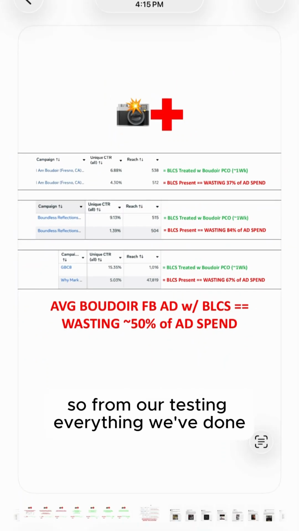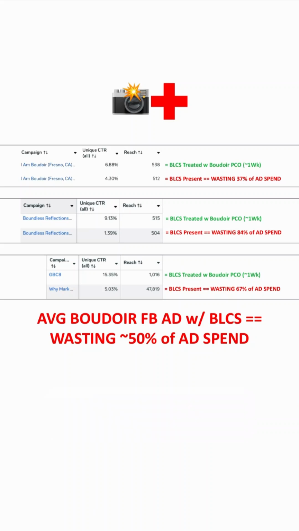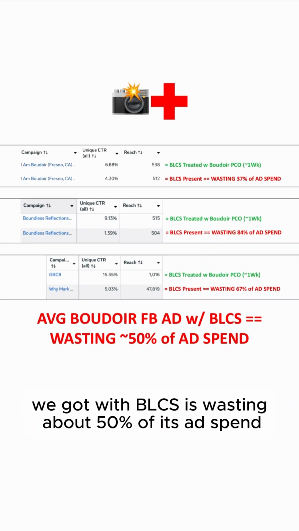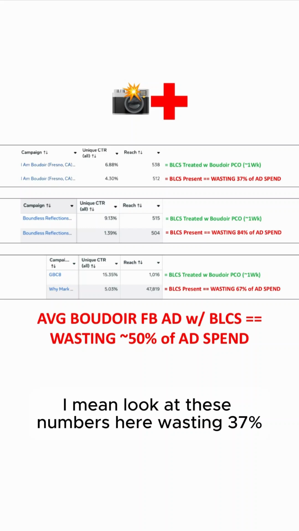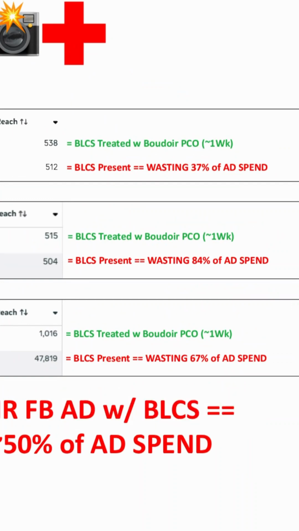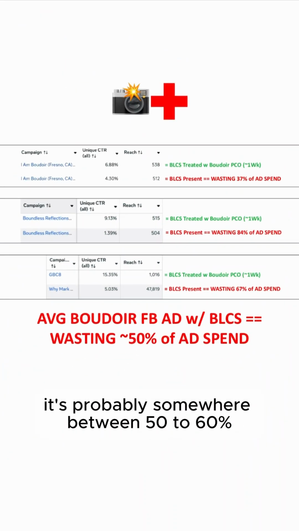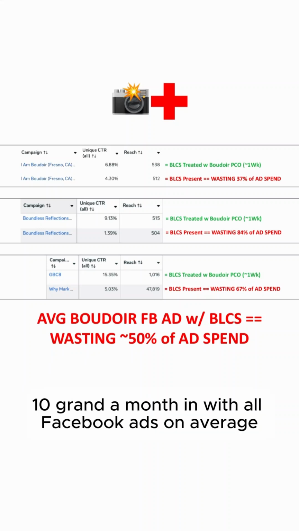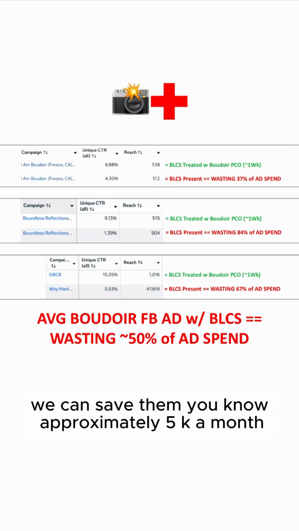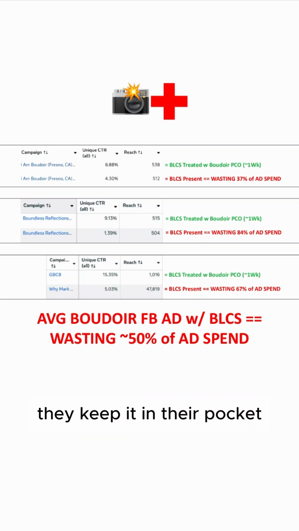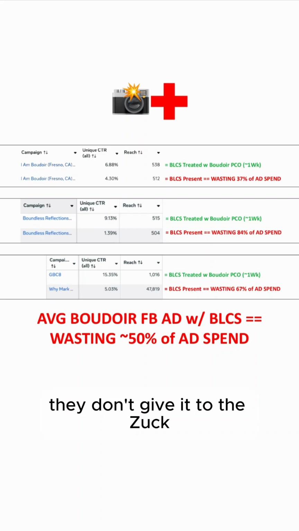So from our testing, everything we've done, all the data we've actually seen, the average Boudoir Facebook ad with BLCS is wasting about 50% of its ad spend. I mean, look at these numbers here: wasting 37%, wasting 84%, wasting 67%. Average those up, it's probably somewhere between 50 to 60%. So if they're spending 10 grand a month on Boudoir Facebook ads on average, we can save them approximately 5K a month, 60K over the next 12 months that they simply don't have to spend anymore. They keep it in their pocket. They don't give it to the Zuck.